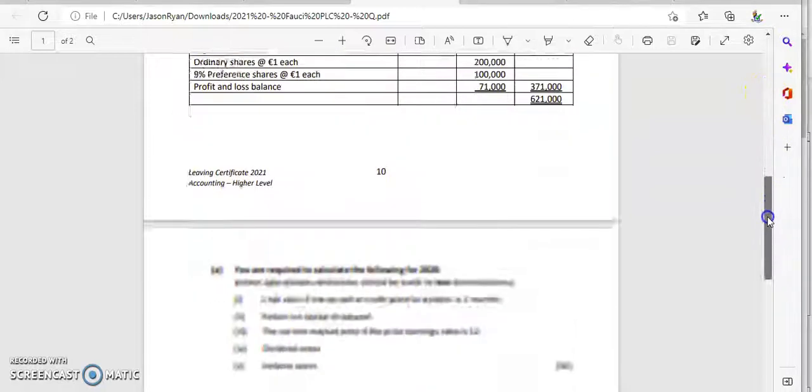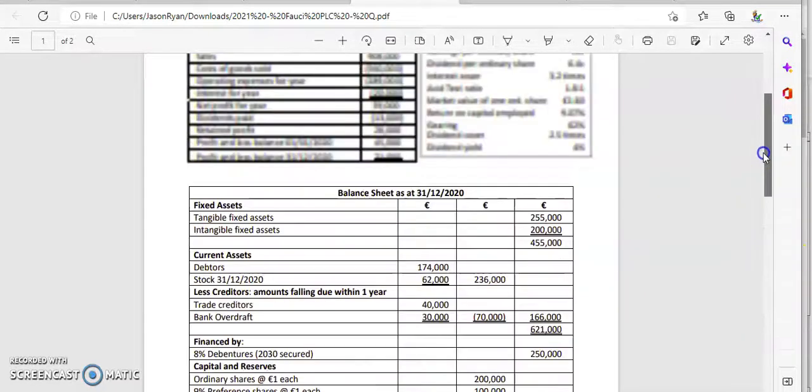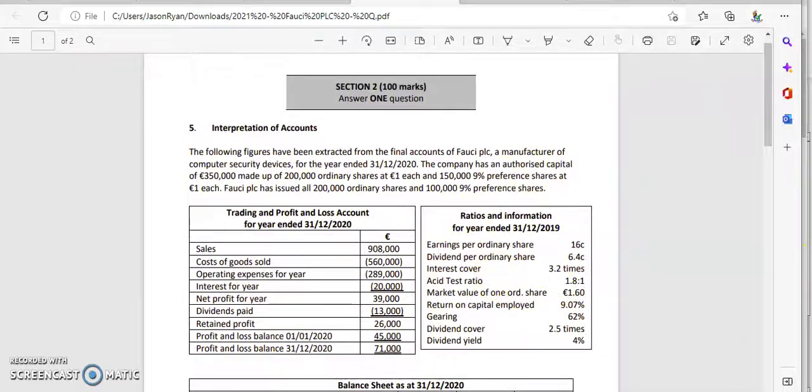So now that we've calculated all the ratios as part of A, we can move on to part B. But before we can start commenting on part B, we need to make sure that all these ratios that they've given us in the question for last year, we have to have them calculated for this year so we can comment on the trend between last year and this year. So we know we've got this year's figures 2020, last year's figures 2019. So to make sure that we've got all these ratios calculated.